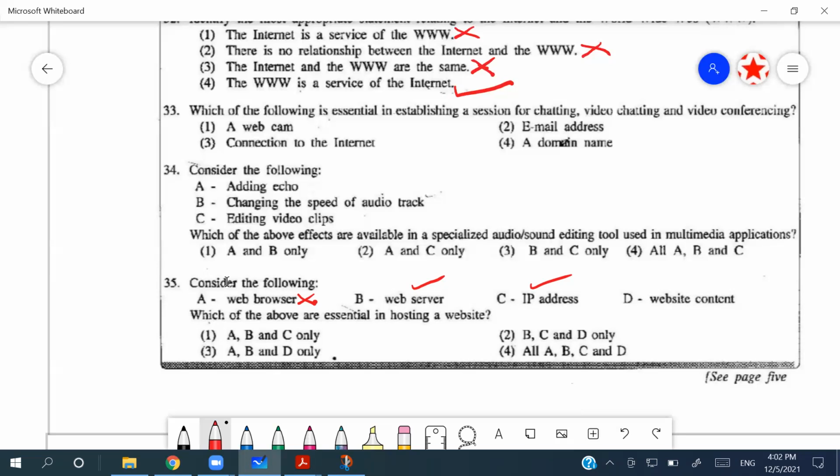Right? So B, C, and D seem to be essential. As I told, the web browser is not used to host the website.